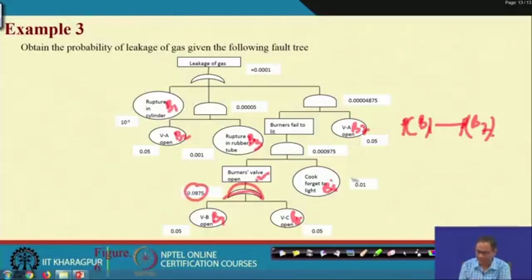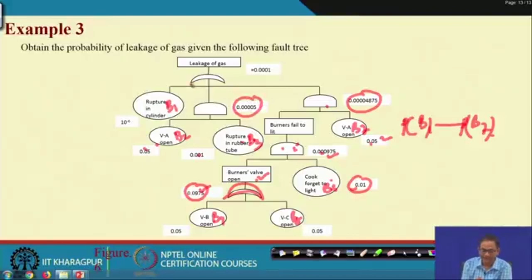Now, this probability and this probability are known, but it is an AND gate. So, this into this. That means 0.00910 and 20, so 0.000975 will be the probability of this. This probability is known, this probability is computed. Now, this is an AND gate, so this into this will give you this probability. On this side again, this AND gate, this into this, gives this probability.